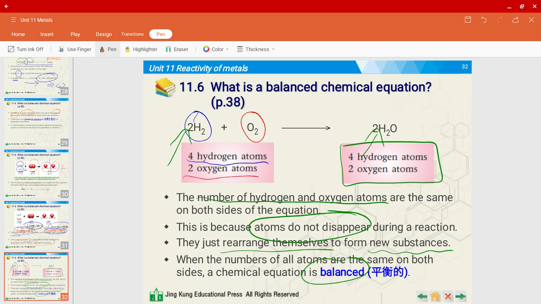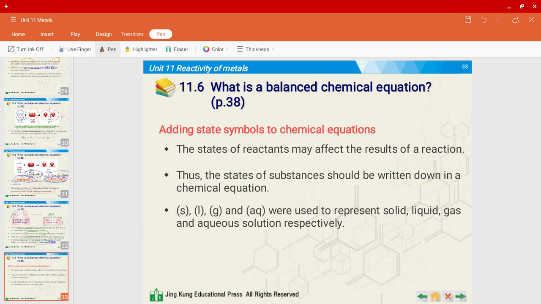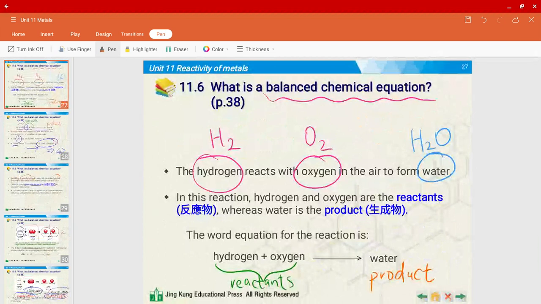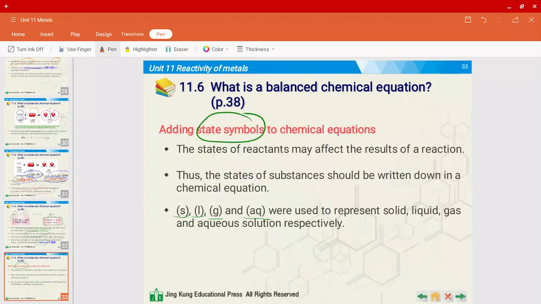All right? Just one more thing before I summarize this video. We would also need to add state symbols, the physical states, to the chemical reactions. For example, whether the chemical is a solid, a liquid, a gas, or an aqueous solution. All right? In the word equations, we're not able to know that. For a word equation, we would just have the words written: hydrogen plus oxygen, you get water. It does not tell us whether it's a solid, liquid, or gas. But when we use chemical equations, we will be adding this information as well.